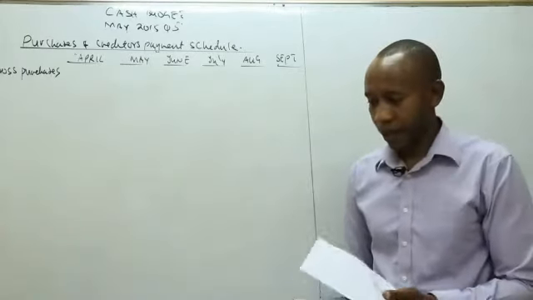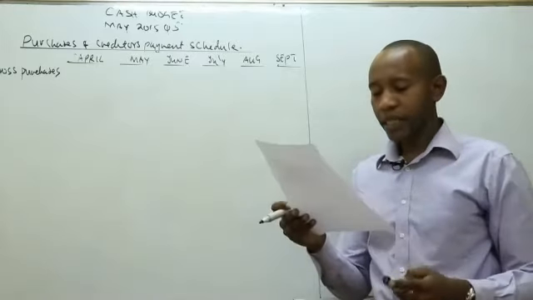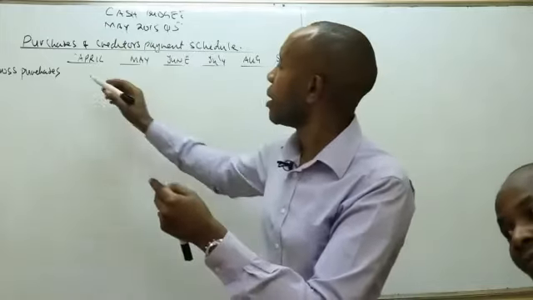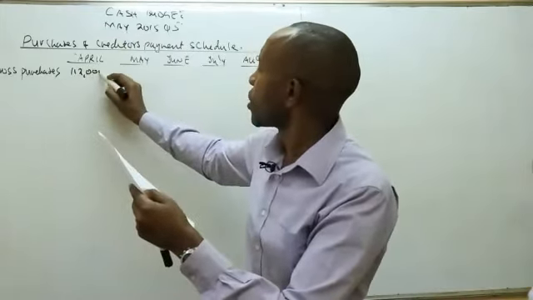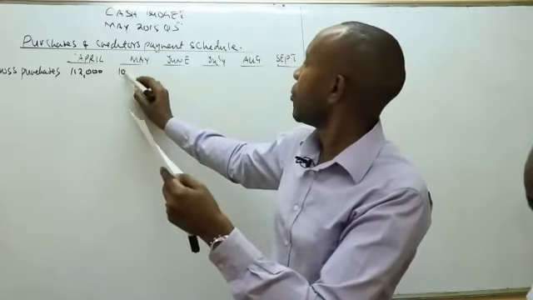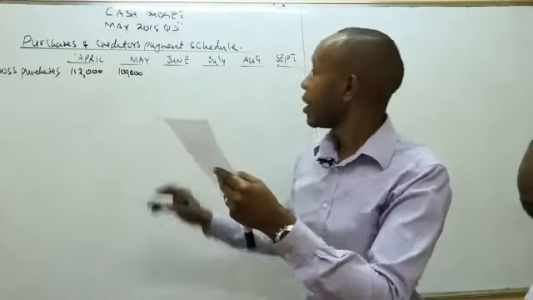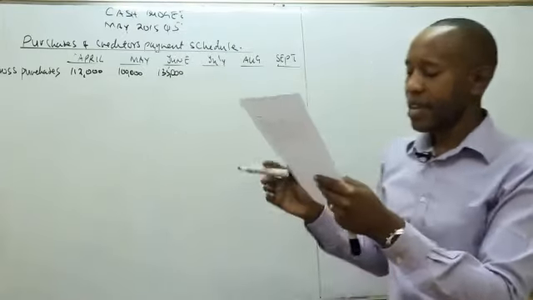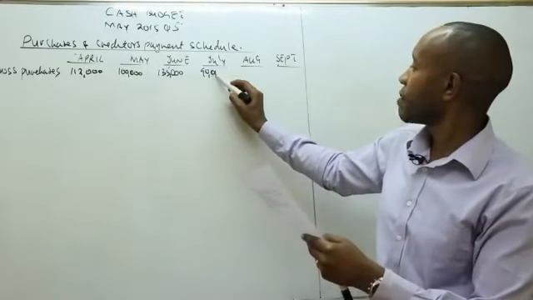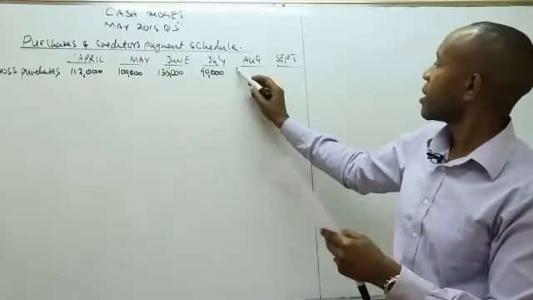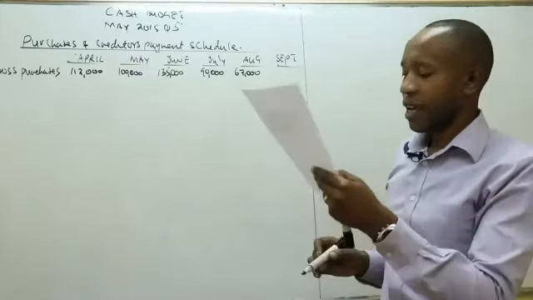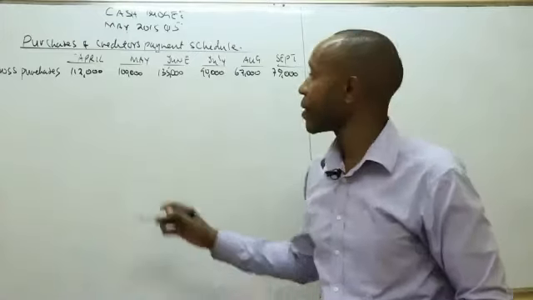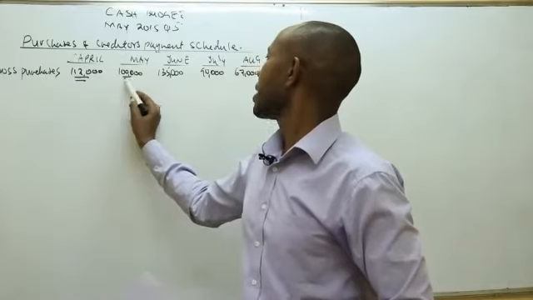Purchases, or the direct material purchases, in the month of April were amounting to 112,000. In May, we have 100,000. In June, we have 135. Then in July, we have 90,000. Then August, we have 67. And finally, in September, we have 79,000. Now, this is helping me in analysis.